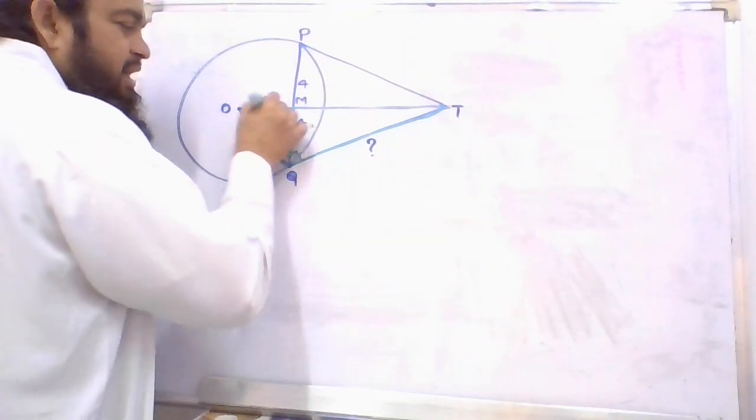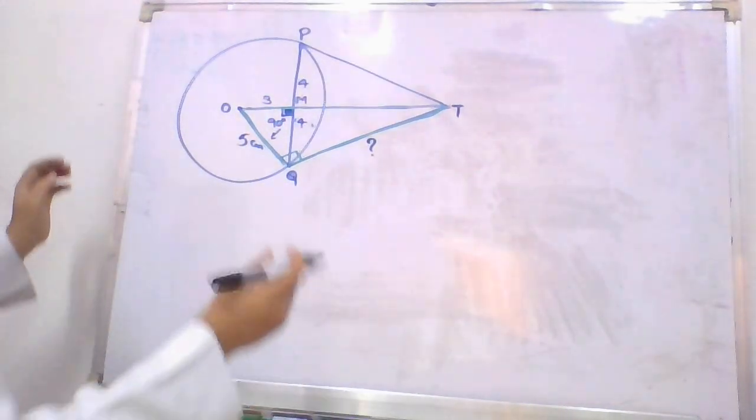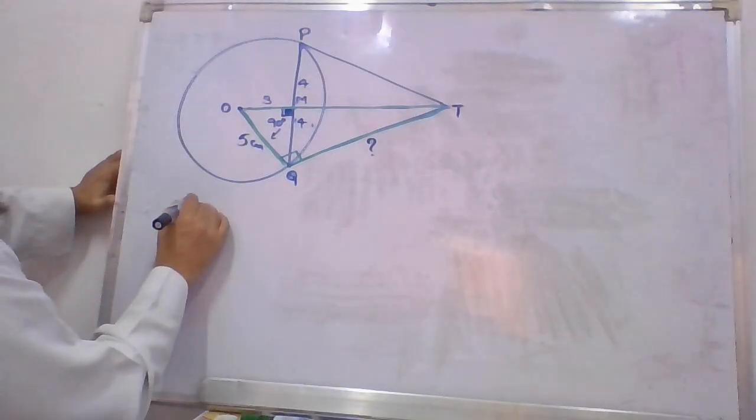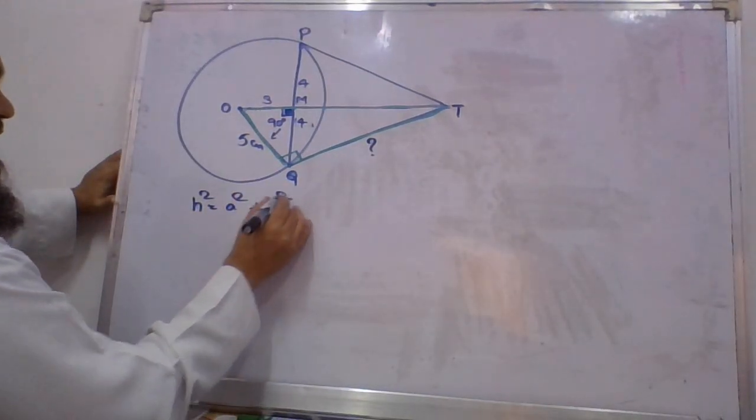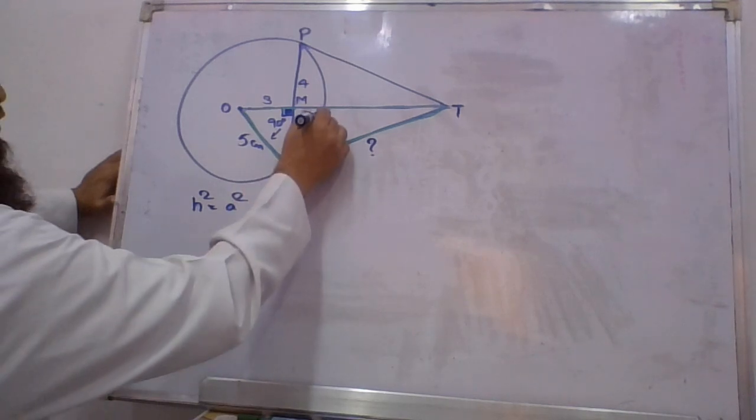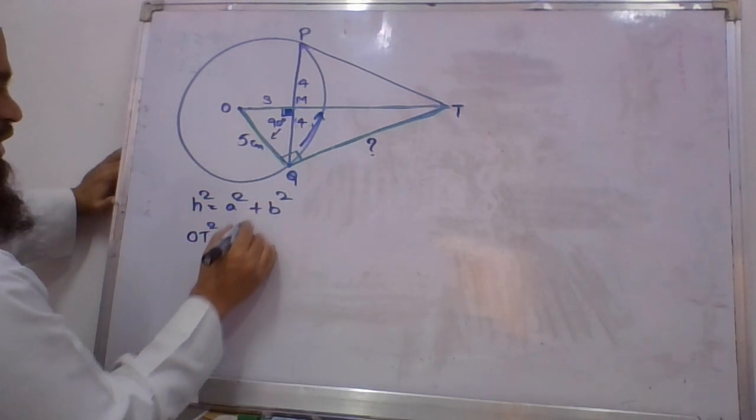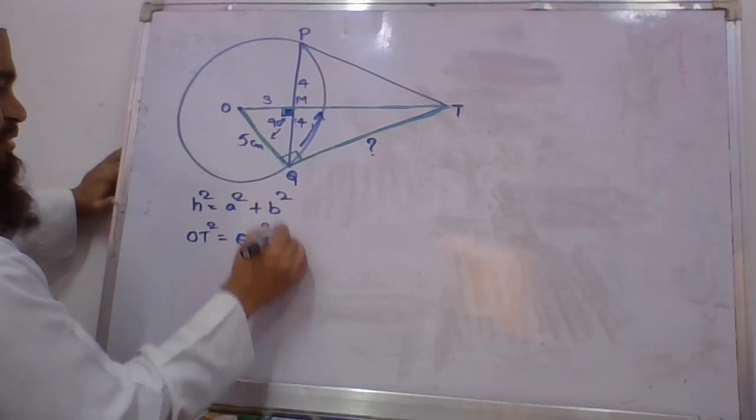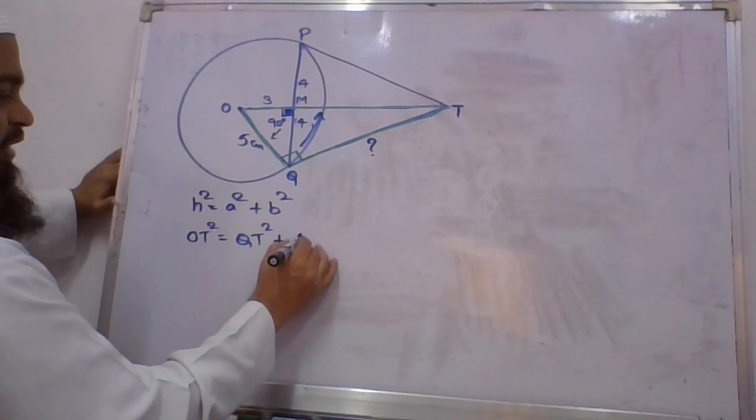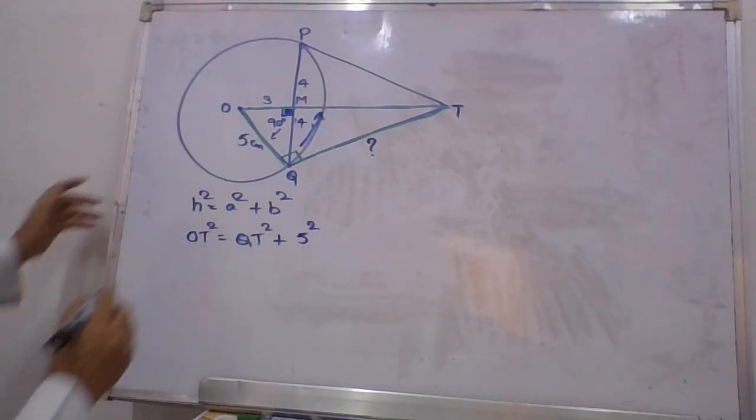When I take the green triangle, okay, what will happen? Hypotenuse square is equal to altitude square plus base square, right? So what is hypotenuse here? OT. OT square is equal to, what is altitude? Altitude you can take it as QT square plus base you take it as 5 square. Okay, OT square is equal to QT square plus 5 square.